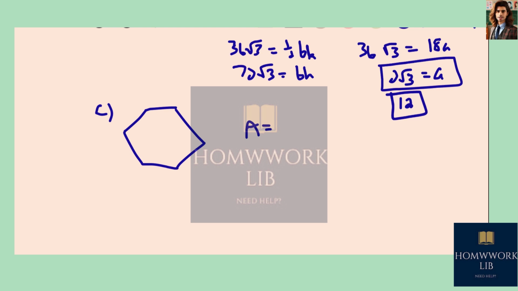Okay, so the regular hexagon whose perimeter is 24. Well, there are 6 sides in a hexagon, so 24 divided by 6 is 4 for each side. That answers one part of the question, and the area is 1/2 times the apothem times the perimeter.